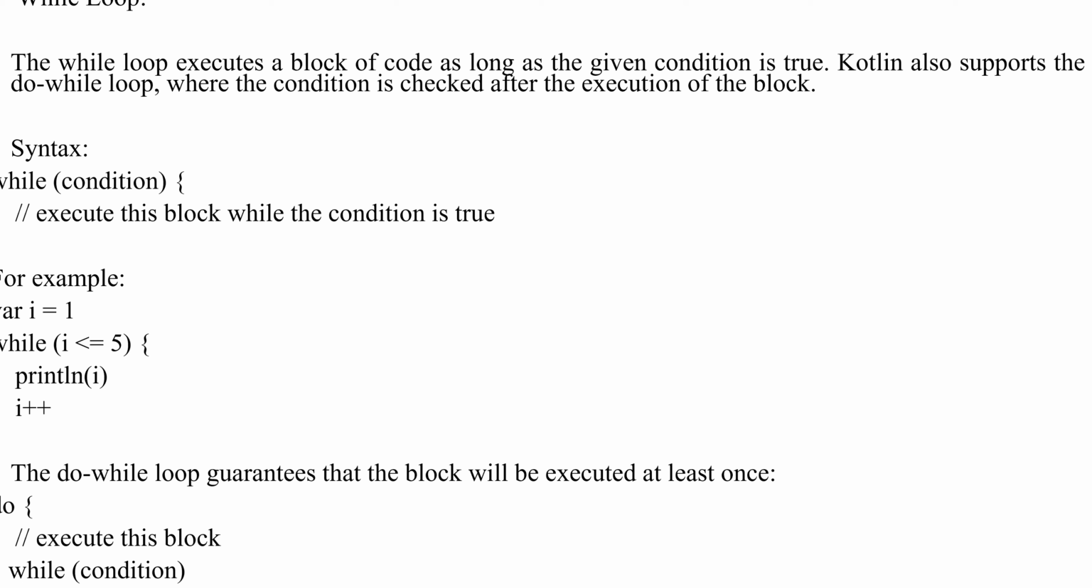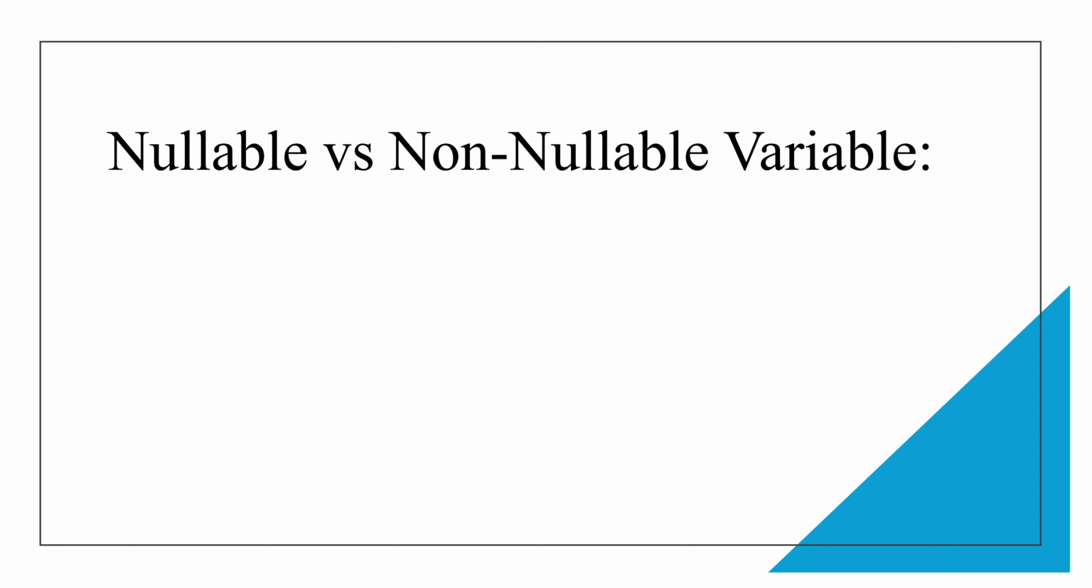The while loop executes a block of code as long as the given condition is true. Kotlin also supports the do while loop, where the condition is checked after the execution of the block. Syntax: while condition, execute the block where the condition is true. For example, where i is equal to 1, while i is less than or equal to 5, print i plus plus. The do while loop guarantees that the block will execute at least once. Do execute this block while condition.